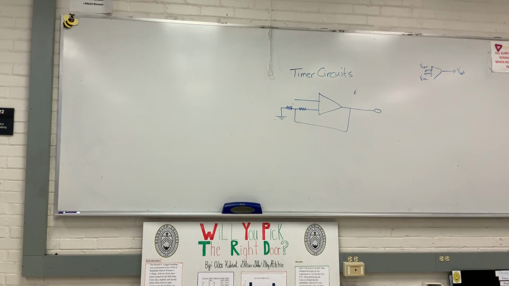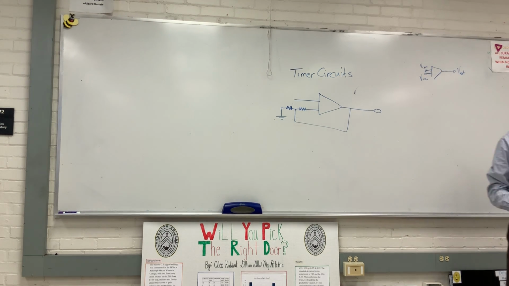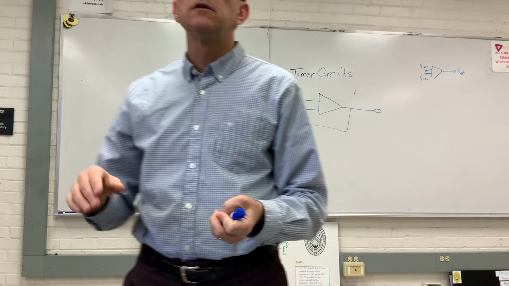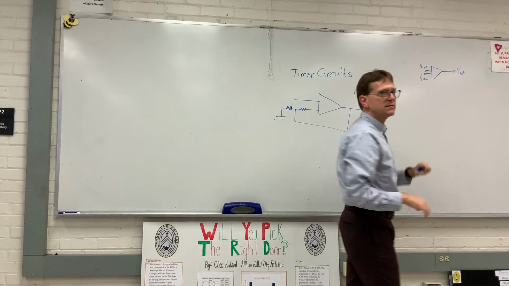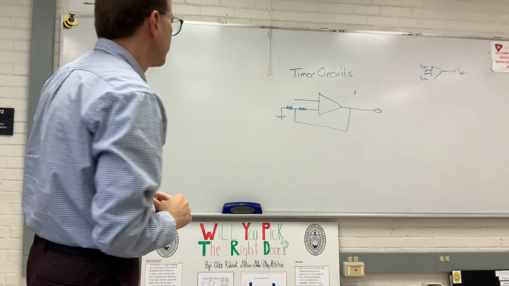So remember that this is actually what's called a comparator. If V in plus is less than V in minus, then it's going to give you the largest possible negative signal, because it's going to be negative times infinity. So it's either going to be positive infinity if this is bigger, or negative infinity if this is bigger. Infinity being the largest amount of output it can give you.